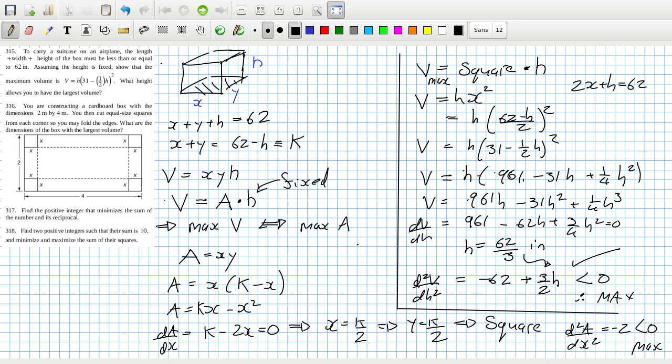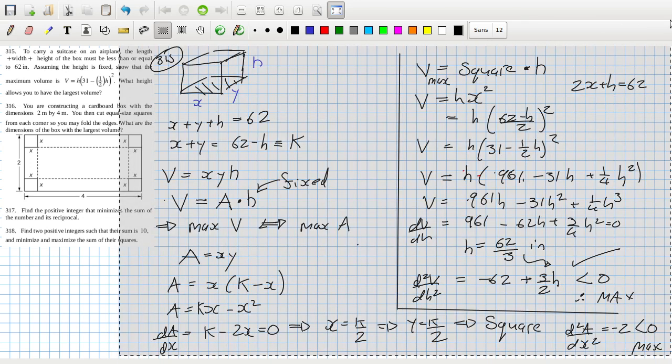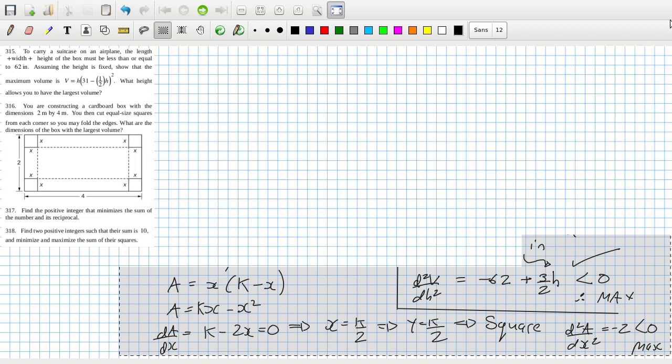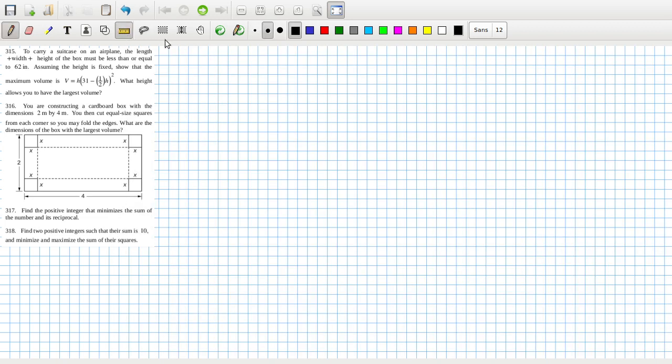So that was 315. Right. You are constructing a cardboard box with dimensions of 2 by 4. You then cut out equal squares from each corner. What are the dimensions of the box to give the largest volume?